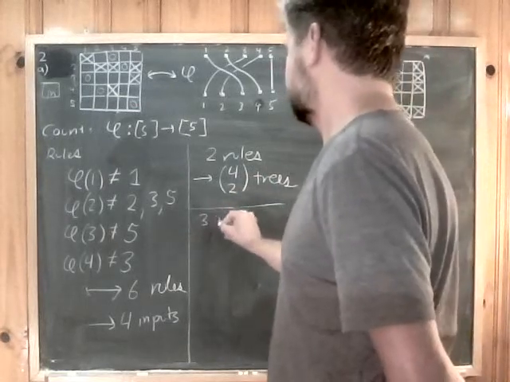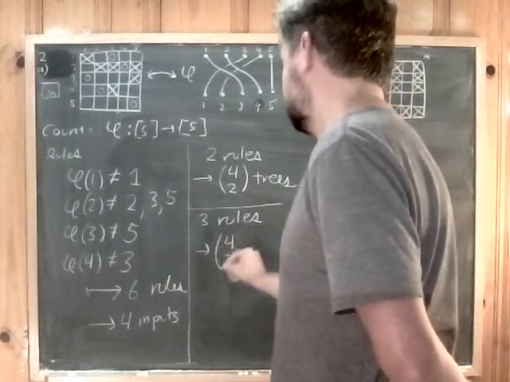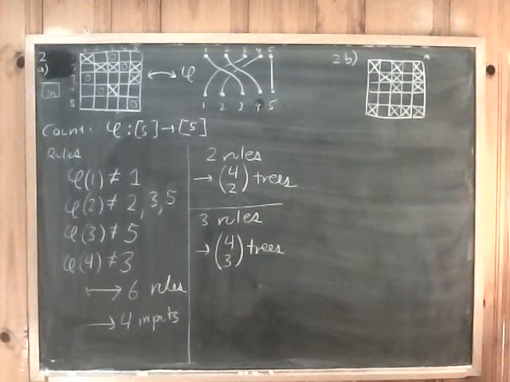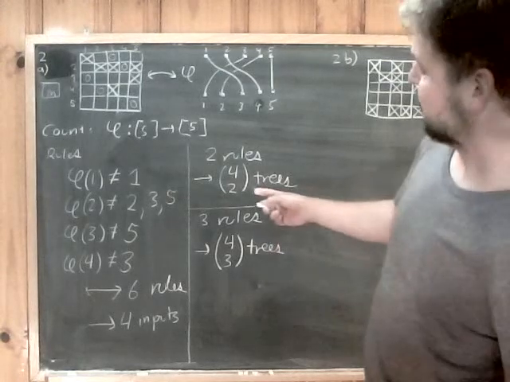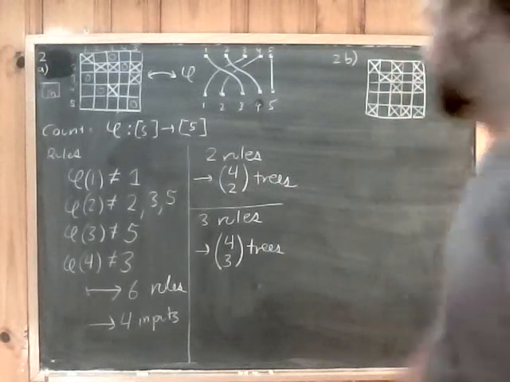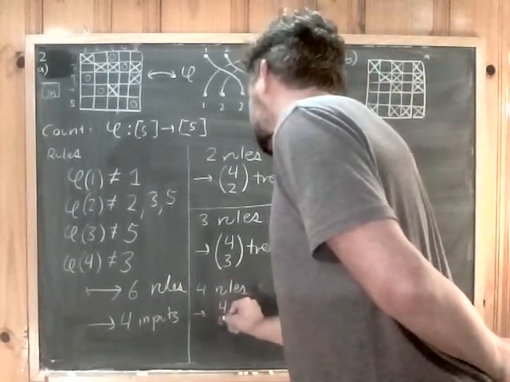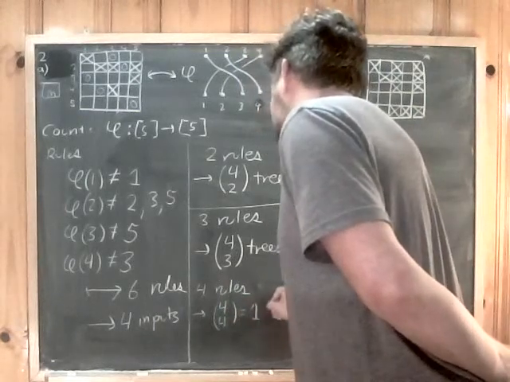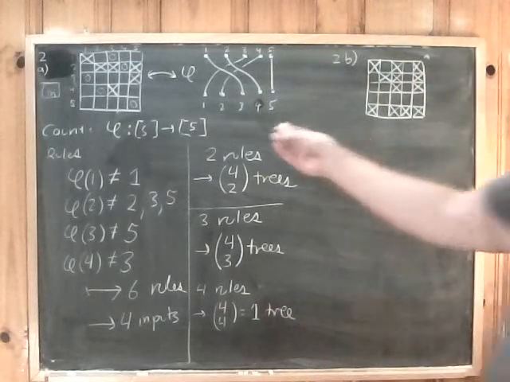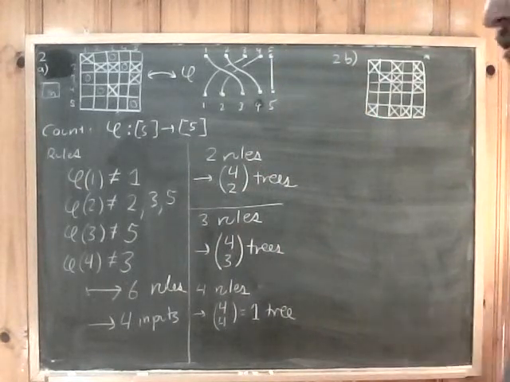Then for 3 rules, I'll have 4 choose 3 trees. I'll need to pick 3 of the inputs in order to break 3 rules. So this is the most. There'll be 6 trees for the 2 rule picture. Then there'll be 4 trees for the 3 rule picture. And then 4 rules. Well, that's just going to be 4 choose 4, which is just one tree. So for the 4 rules, I'll have to try to figure out if there's a way to break all 4 inputs, break a rule in all 4 inputs, and I'll get 1 tree for that.